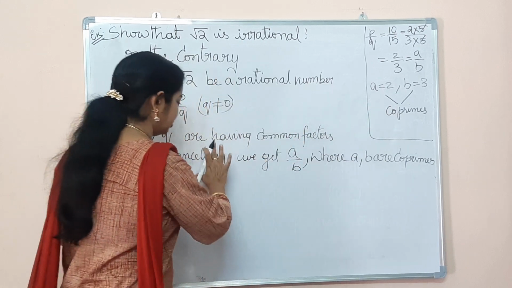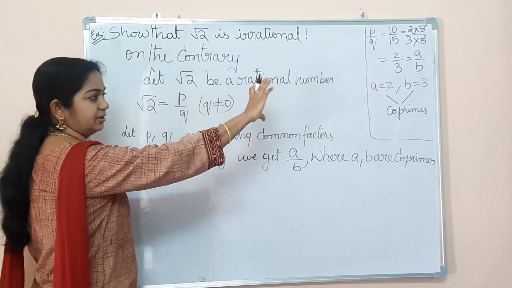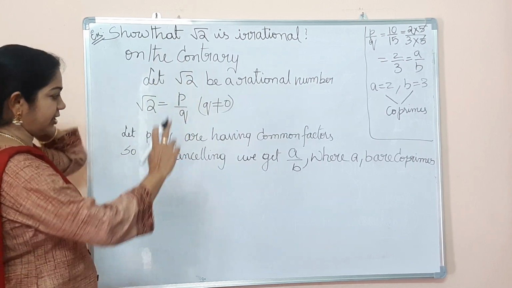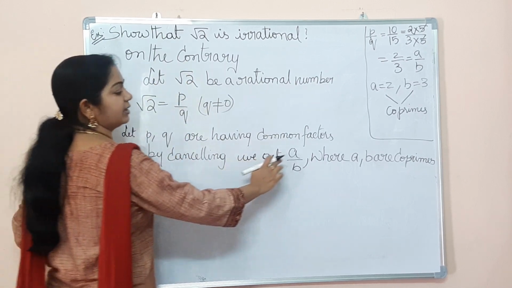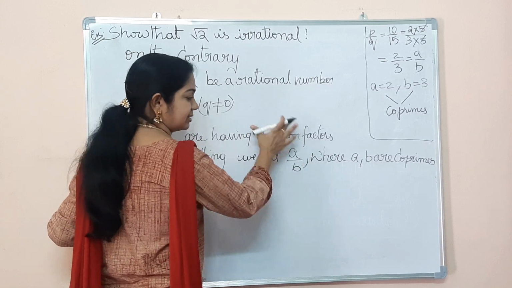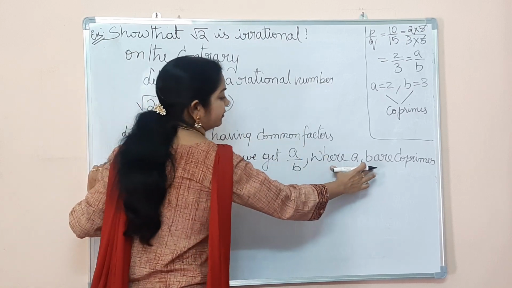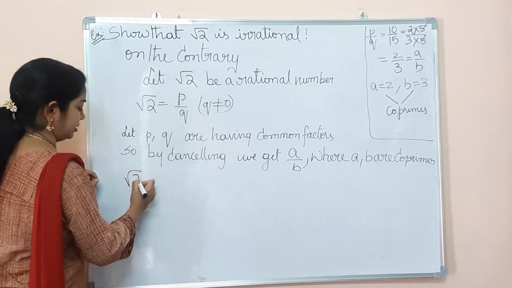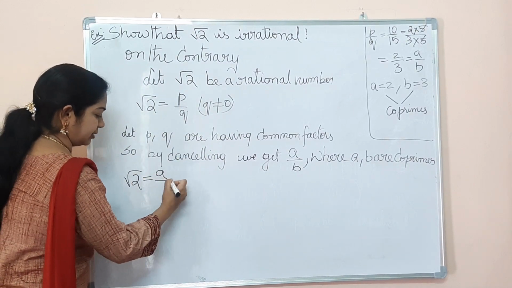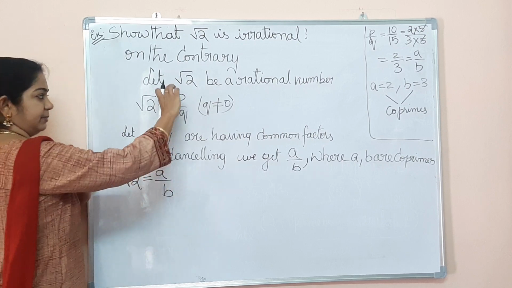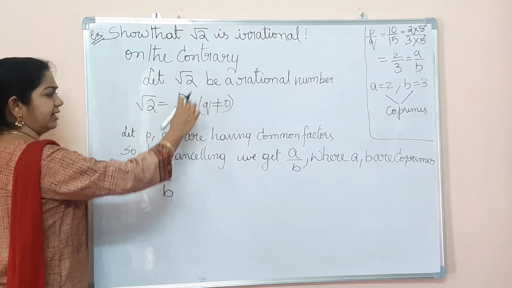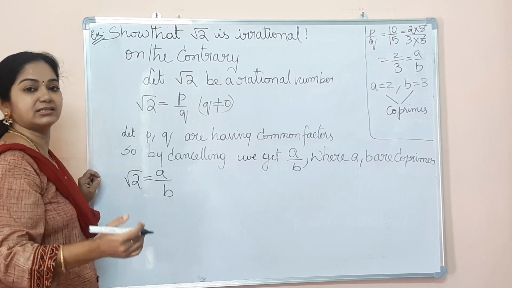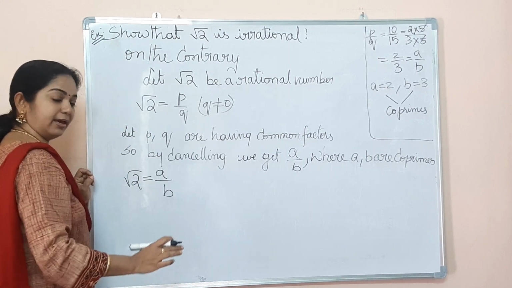For you to understand, I have written an example. No need of that, okay? Don't write that in your examination, it is just for your understanding. So by cancelling we get A by B, by cancelling the common factors, where A and B are co-primes. P by Q has changed after simplifying, getting into the least terms. So they become A and B.